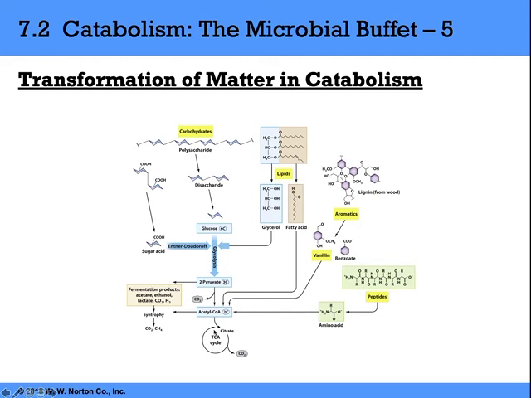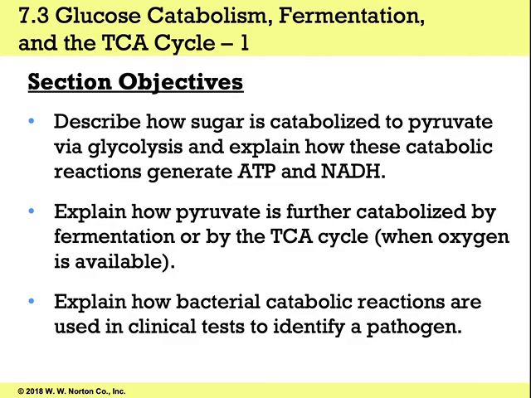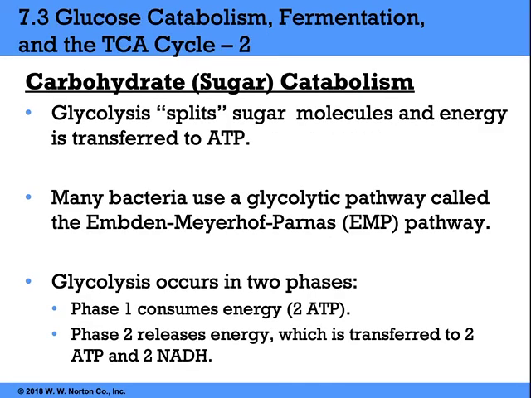So all sorts of ways that we can basically pull the energy out of the carbon-hydrogen bonds, the carbon-hydroxide bonds, okay, and transfer it ultimately to ATP, okay? So we'll talk about glycolysis and the Krebs cycle, and then we'll talk about how we can use chemical tests to ID pathogens.